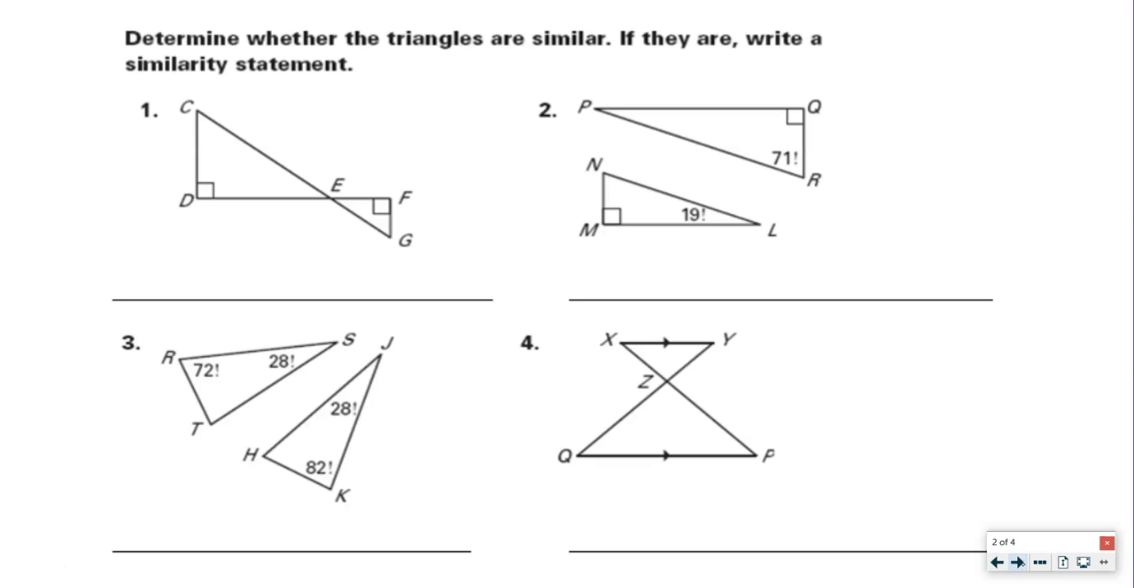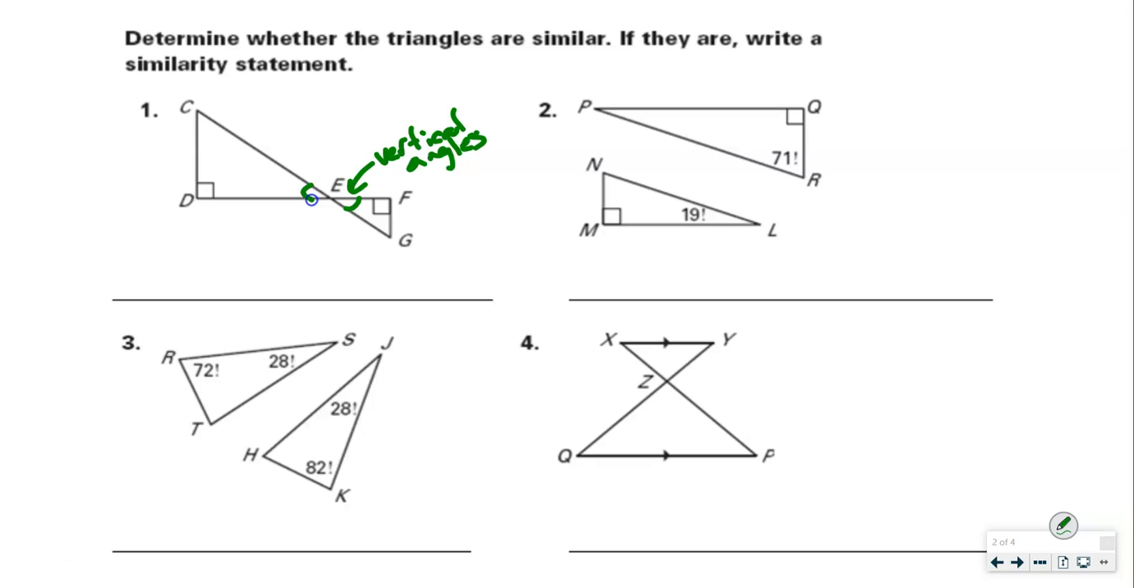All right, let's determine whether these triangles are similar. And if they are, we'll write a similarity statement. So looking at the first one, we have our two right angles. We know that those angles are congruent. We just need one other set of angles. We don't have any parallel lines, but we do have our vertical angles. Remember vertical angles, they'll still be a thing. Still got to identify those vertical angles.